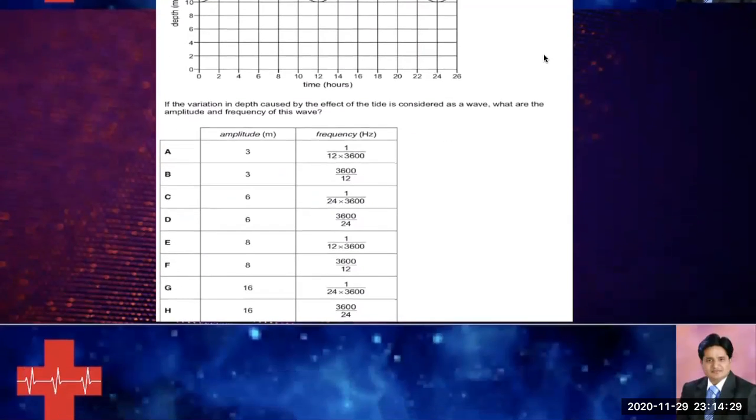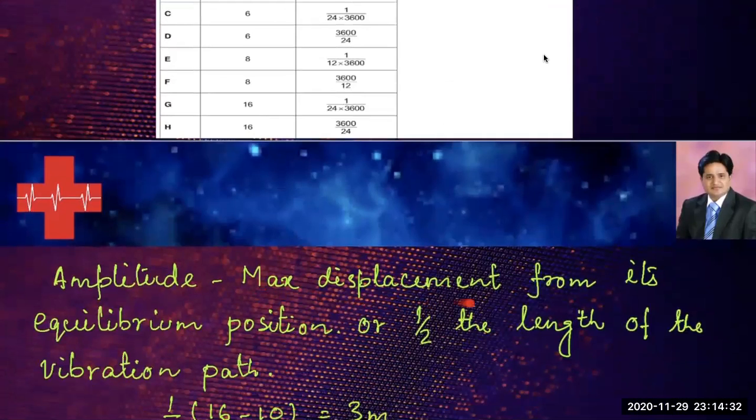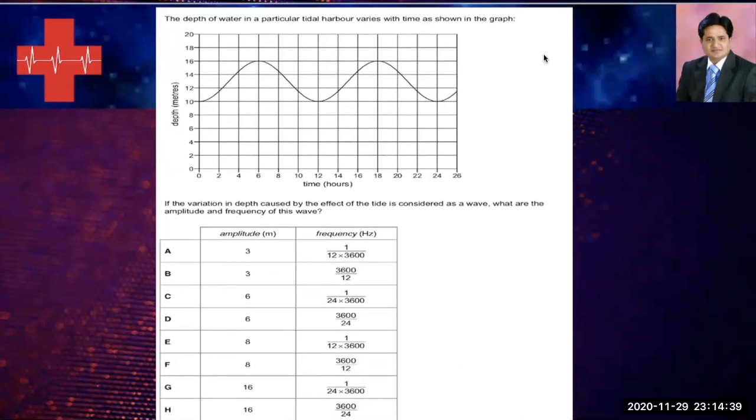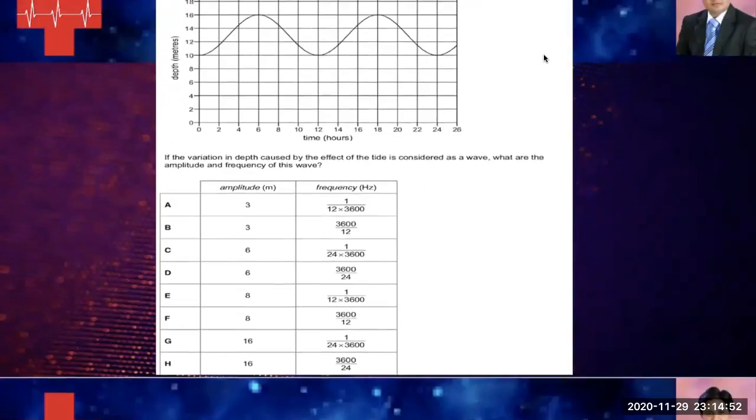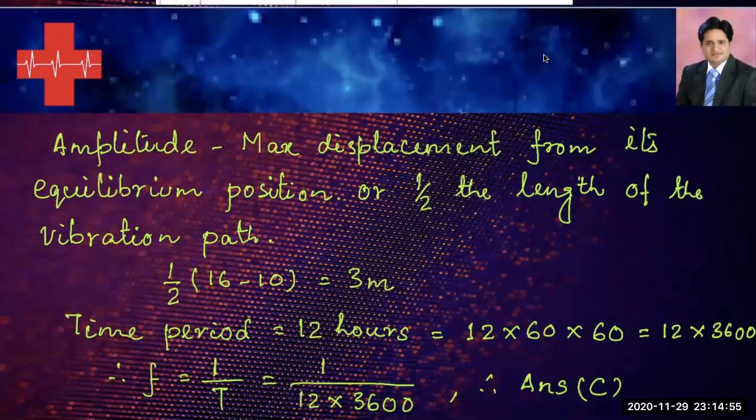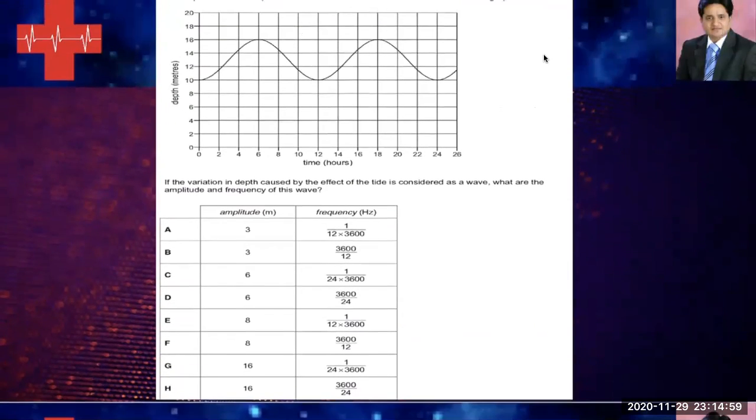So let's understand what the amplitude is. Amplitude is the maximum displacement from its equilibrium position. Let's say the equilibrium position would be somewhere here. Since they haven't given you the equilibrium position, a good way to calculate the amplitude would be to first take the length of the vibration path and divide it by 2. That would give you the amplitude, because that gives you the maximum displacement from the equilibrium position.